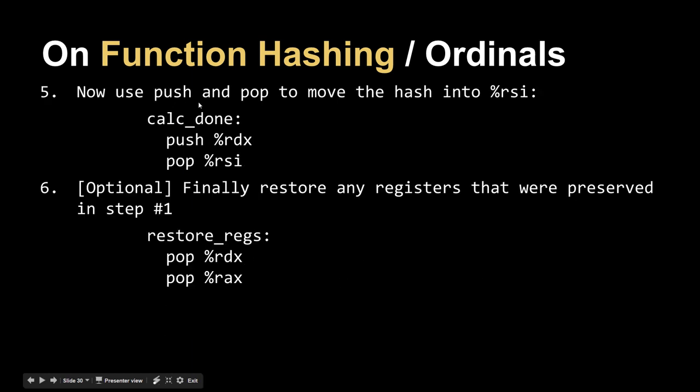Now you want to push EDX so that you can move it into RSI via pop. Alternatively, if it's not an opcode that contains null bytes, you could just do mov RDX, RSI. But I digress. Now the last step is to restore the registers that we preserved on the stack, RDX and RAX, and it will return with RSI containing the function hash.